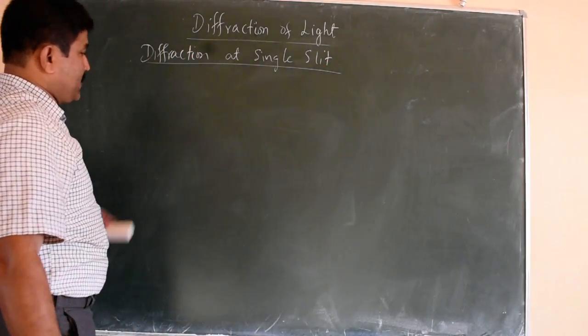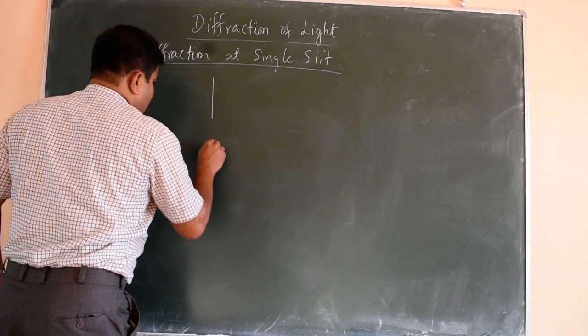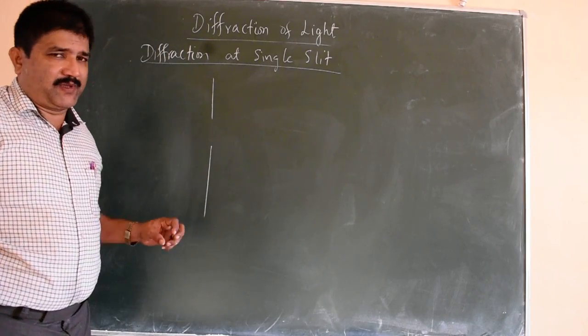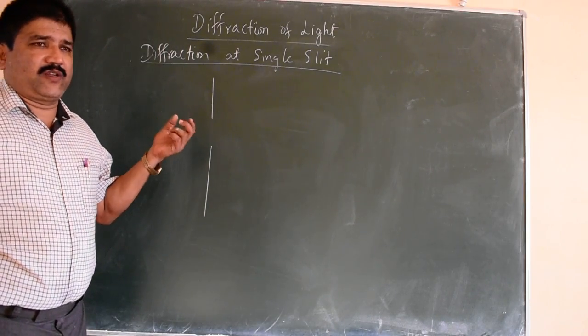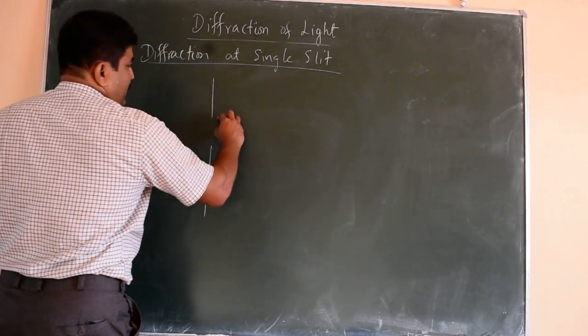Single slit. Okay, so here there is a slit. Slit means a narrow opening like this. It is very narrow actually. The size of the slit may be a millimeter or less than that, or around 1 or 2 millimeters, or less than that. So, the width of the slit.